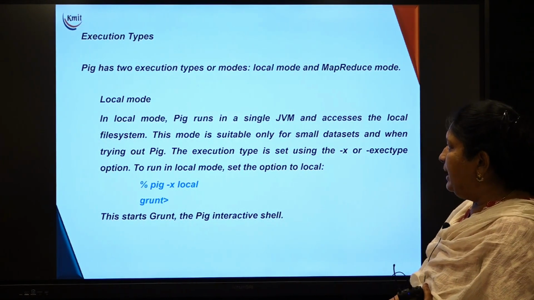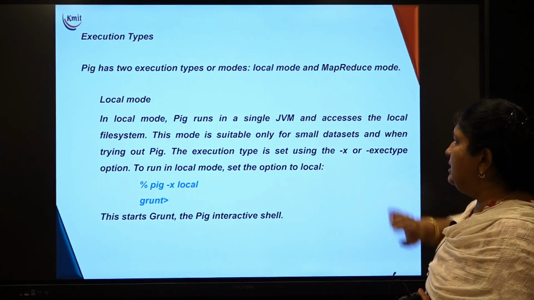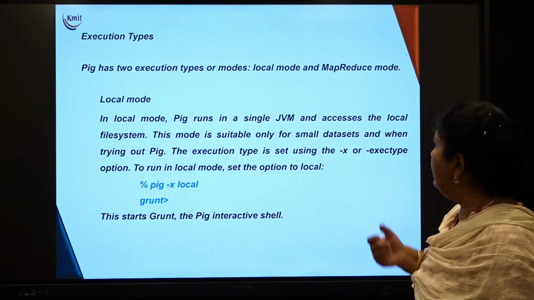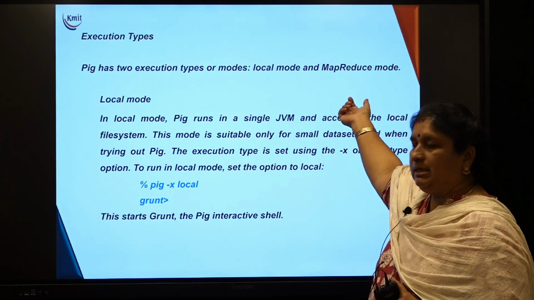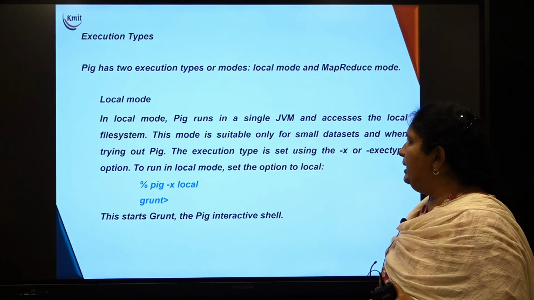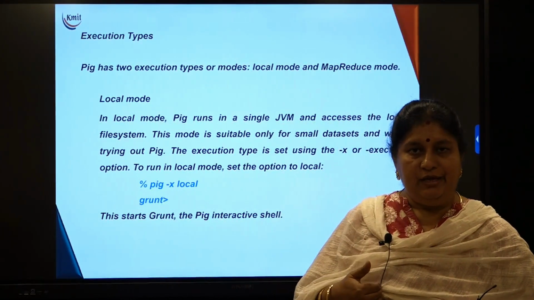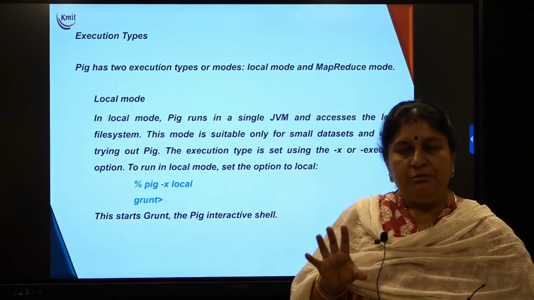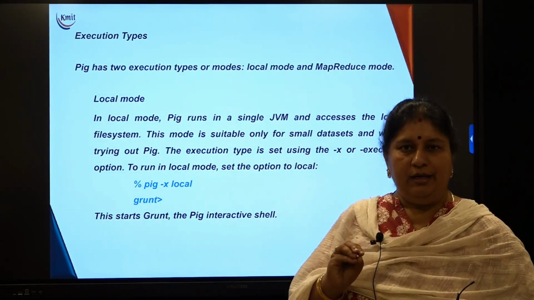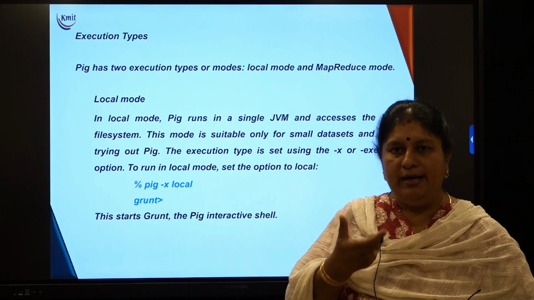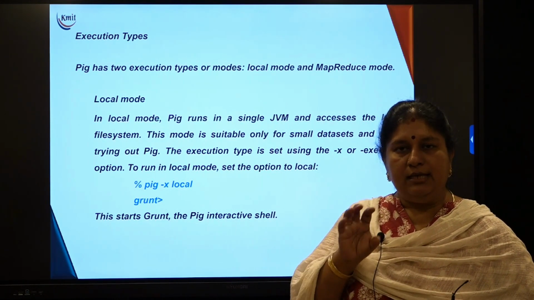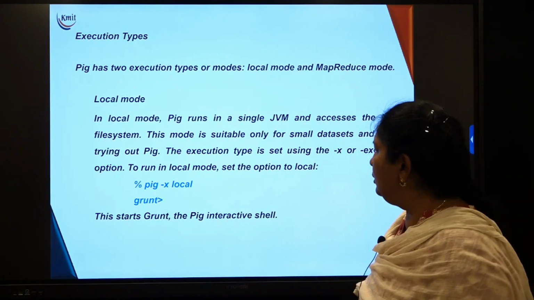Then execution types. Pig has two execution types or modes, as we call them. One is the local mode, the other one is the MapReduce mode. What do we mean by local mode? It works on the local machine with one single JVM, wherein you explore smaller amounts of data, or you have a very small data set. When the input size is small, you can proceed with local mode.